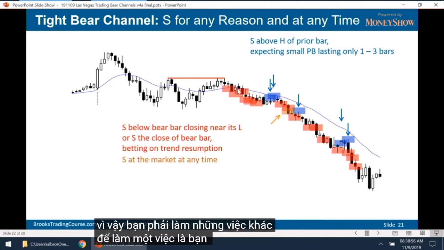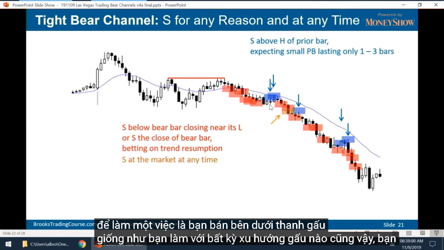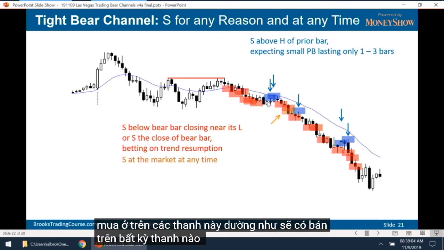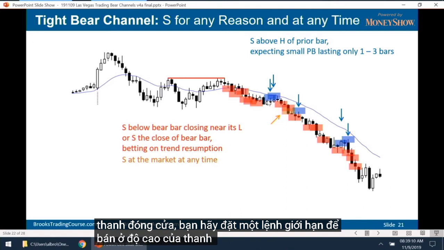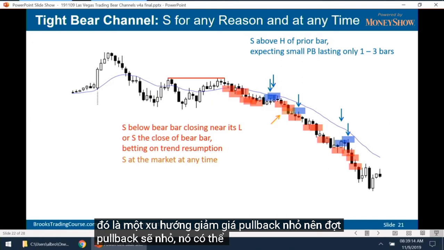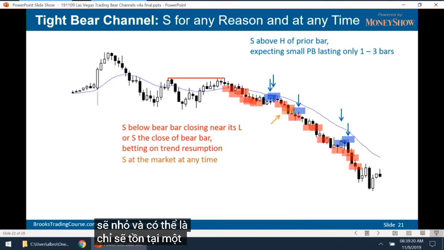One thing to do, you sell below bear bars like you do with any bear trend. Also, you sell above any bar, right? So anytime a bar closes, you place a limit order to sell at the high of the bar. All right? It's a small pullback bear trend, so the pullback will be small. It might last a bar or two, sometimes three, but it probably is only going to last one bar.